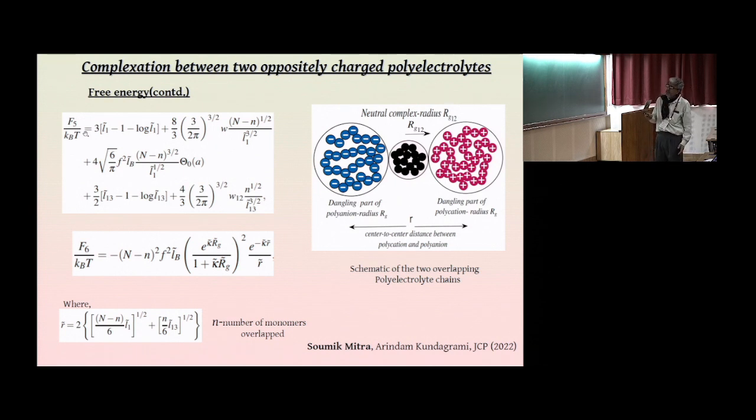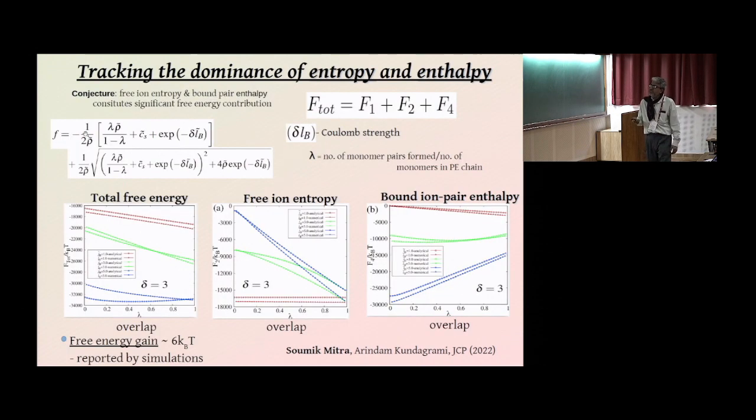And again, we had taken the uniform expansion model within the Edwards Hamiltonian. And what we could see, for all these three colors are different Coulomb strengths, is the configurational entropy, and the free energy due to the free ion entropy, the released ions, F2 as we call it, that always gives you a gain.